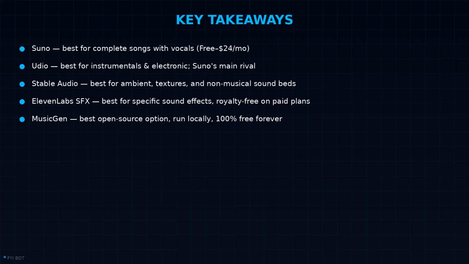Here is your cheat sheet. For complete songs with vocals, Suno is your go-to, with Udio as the rival you should test side by side, especially for instrumentals and electronic. For ambient textures, background beds, and sound design elements that are not full songs, Stable Audio fills that gap beautifully. For specific sound effects, explosions, footsteps, chimes, 11 Labs sound effects is the fastest path. And if you already pay for 11 Labs voiceover, you already have access. And if you want zero subscriptions, total privacy, and complete ownership, MusicGen from Meta is the open source answer you can run on your own machine for free.